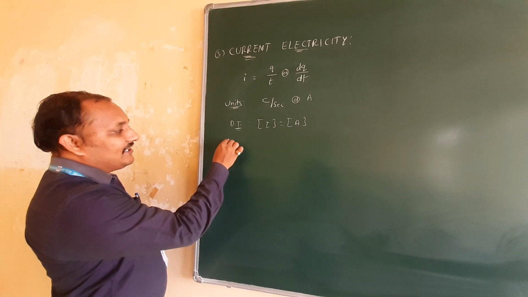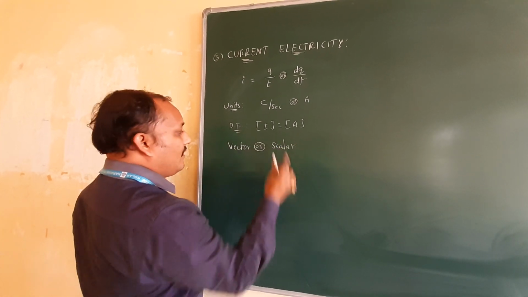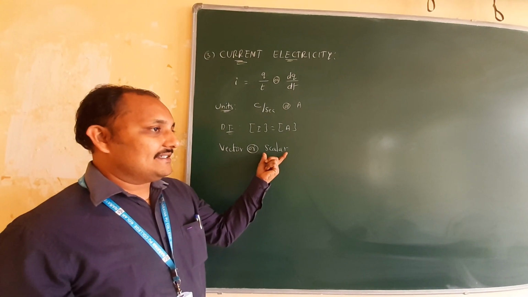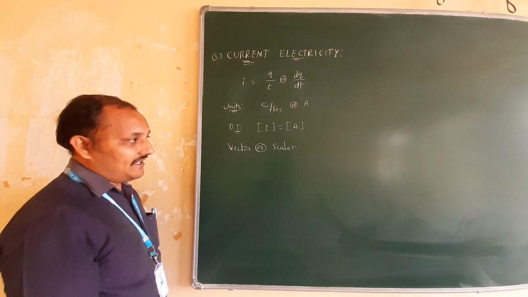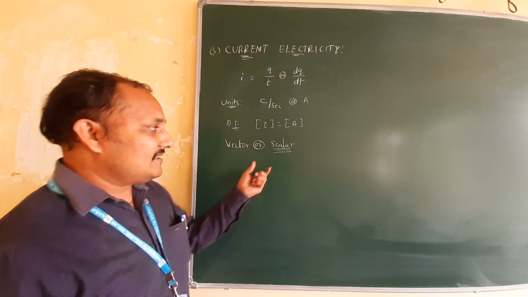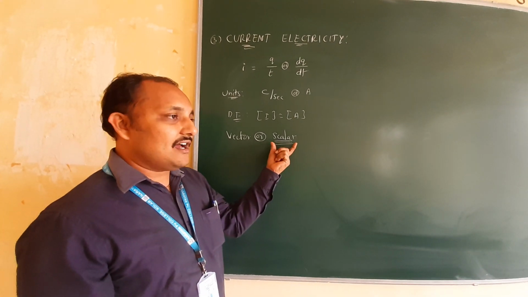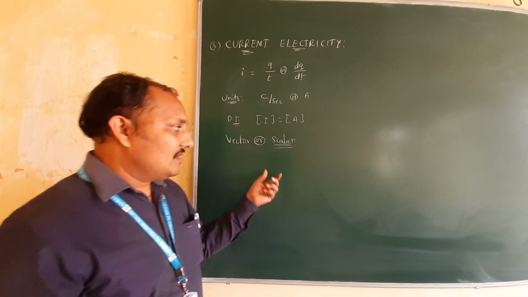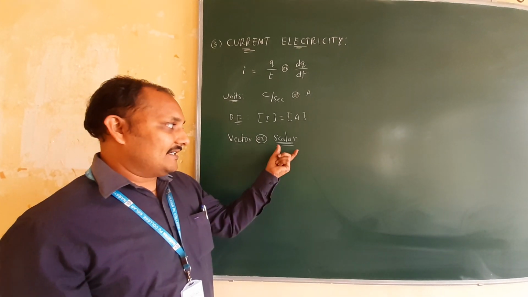Now, is it vector or scalar? Current is nothing but scalar. Why? Because it has both magnitude and direction, but it will not obey the laws of vectors. Therefore, current is a scalar quantity. Very important. For one mark they may ask, is current vector or scalar? Current is always a scalar quantity, even though it has magnitude and direction. We will show the direction in upcoming portions.